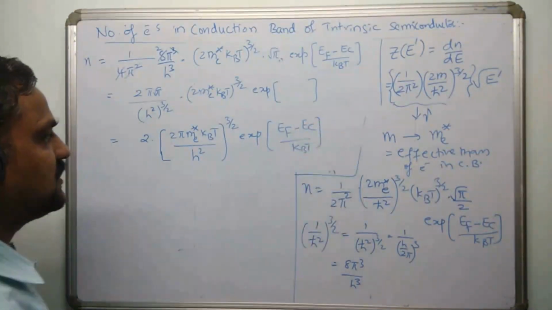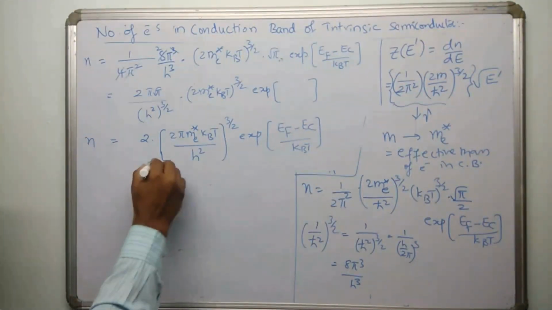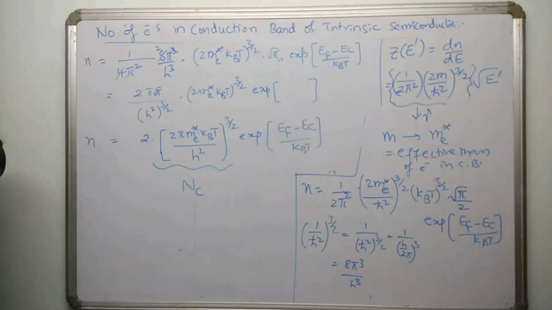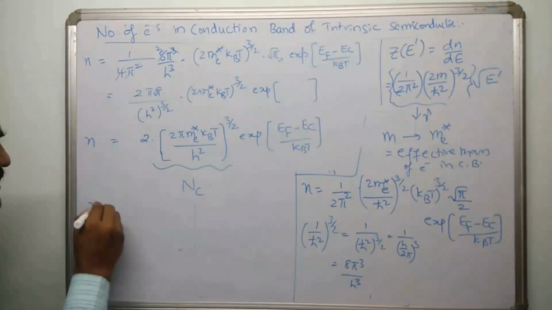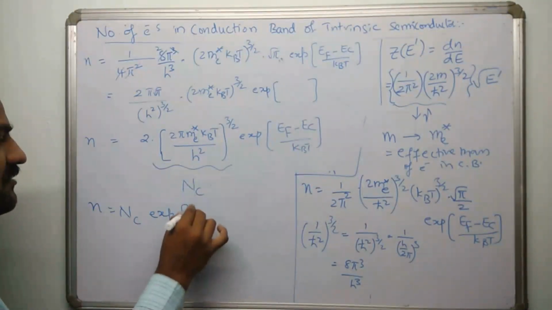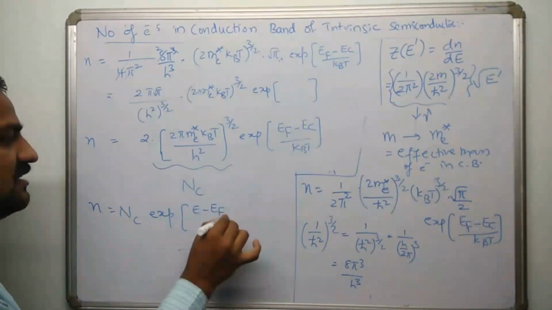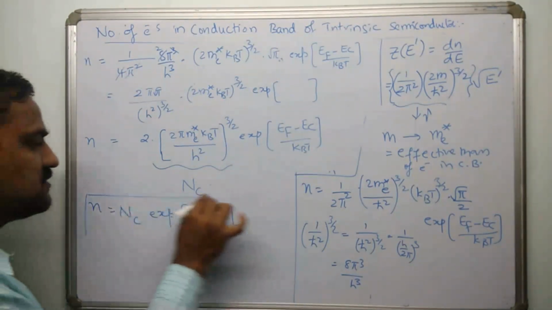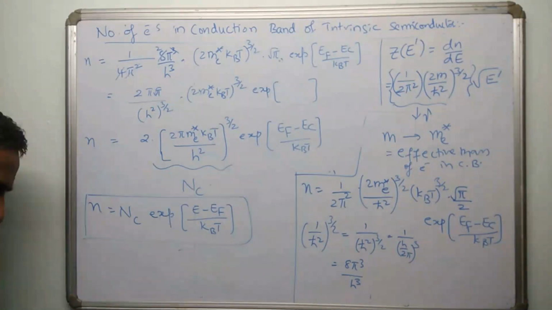So this is the final expression, and in many textbooks they prefer to call this term Nc, the effective number of electrons in the conduction band. So n is equal to Nc into exponential of (EF minus EC) divided by kBT. This is the expression for the number of electrons inside the conduction band of an intrinsic semiconductor. I'll further derive the expression for holes.